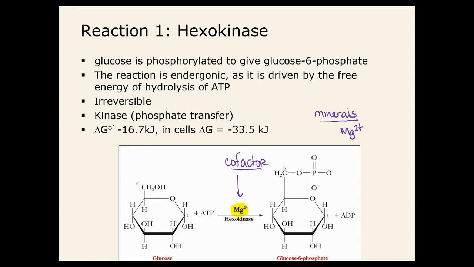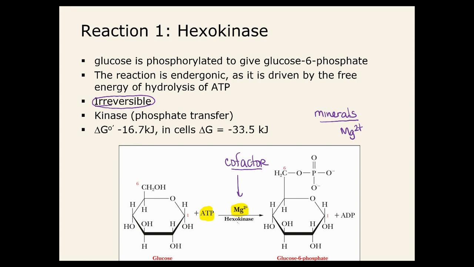And what is its role within the active site of that enzyme is that this particular process requires ATP. So ATP, if you recall, is highly charged and very negative. So that cofactor with its plus charge is going to help stabilize ATP coming in to the active site of that enzyme. Okay, this particular reaction is endergonic. That's why it needs ATP. Okay, and this particular step is irreversible. So once the glucose commits to this step, that's it. It's going to stay going towards glucose 6-phosphate.